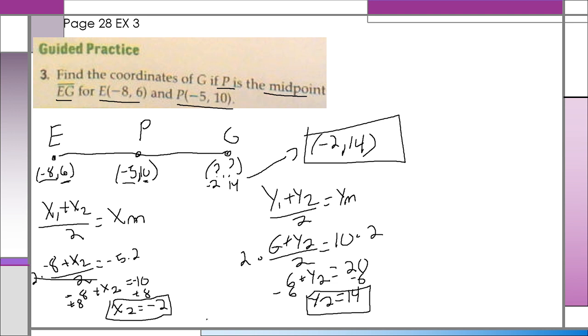So again, a little bit tricky. It's just working backwards from the problems we did before. But overall, again, it's a very similar process each time.